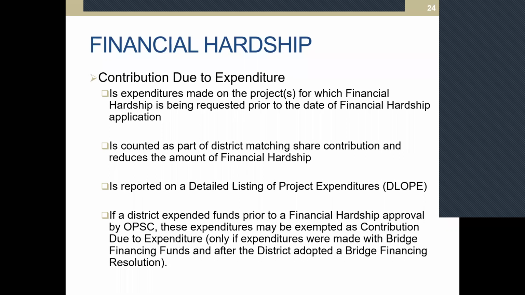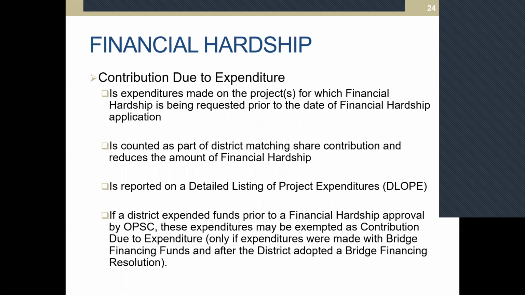But if the district expended funds prior to financial hardship approval, they may not be counted as available. They may be exempt as contribution if the district requested bridge financing ahead of time, and those expenditures were made with the bridge financing funds, either from whatever funding the district temporarily borrowed or from any interfund borrowing, and it was made after the district adopted a bridge financing resolution. Then those expenditures will not be counted. So that's one of the things that we look at when we're doing the review.